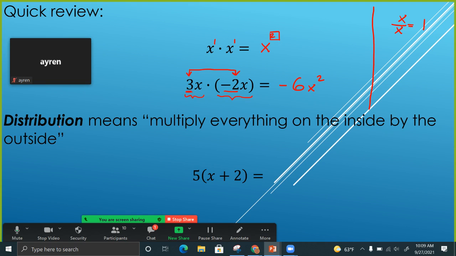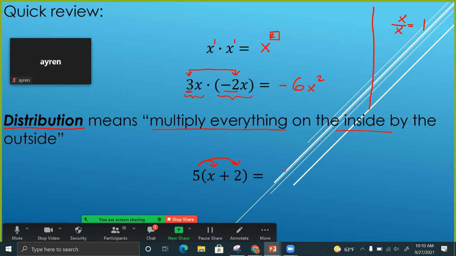All right, thank you too for jumping in. Let's look at this other quick review, distribution, because we're going to be doing some of this today. Distribution in general in math means multiply everything on the inside by the outside. So for this example, 5 times parentheses x plus 2. You've seen me do this with the little lines that I just drew, little arrows. That's just a nice visual reminder to help me remember I've got to multiply the outside number by everything inside.